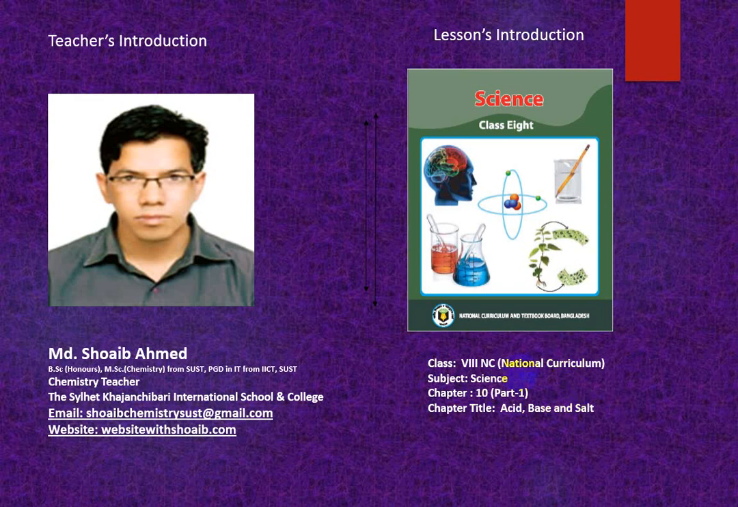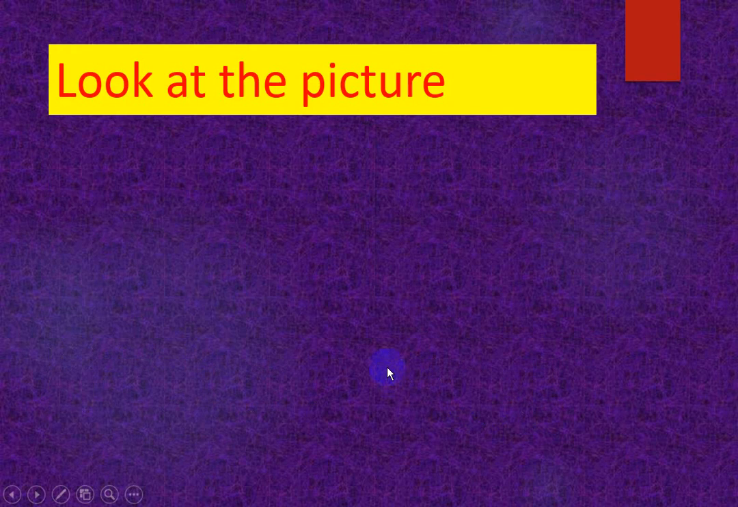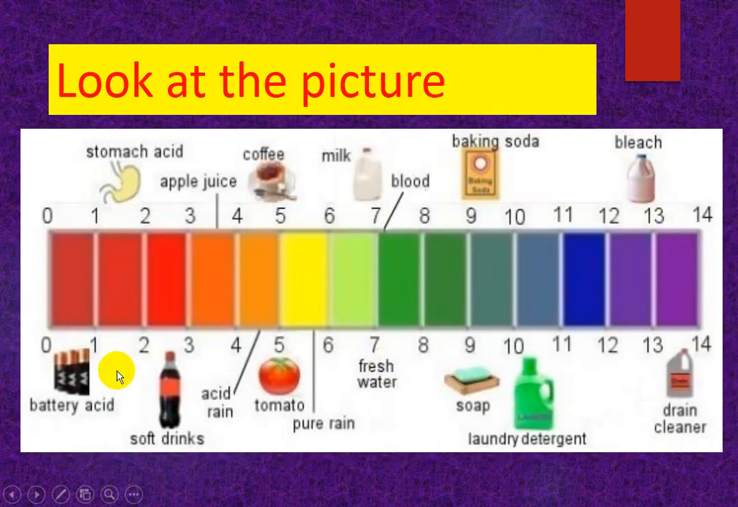Okay, today's topic is science, chapter 10 part 2. Part 1 is done already. I didn't edit. Acid, base, salt. Look at this picture. This is a battery. Battery is acid. Do you know the pH range is 0 to 14? This is the pH range, and pH 7 is neutral.